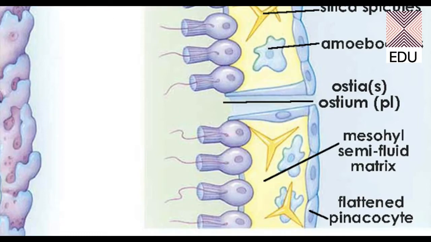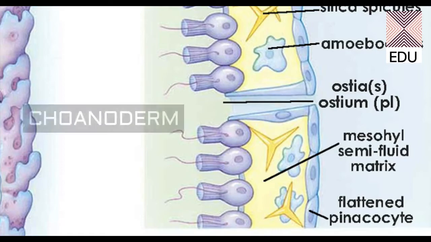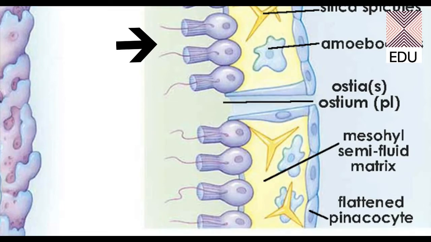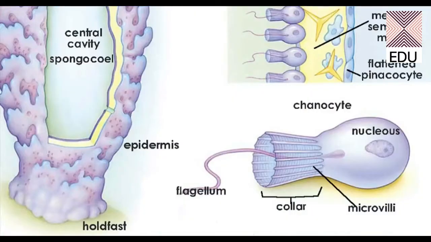Now, something about the innermost layer, which is called the choanoderm. Here it is shown in violet color. These are the choanocytes. Now we are taking up a single choanocyte cell. This particular diagram shows a single choanocyte.